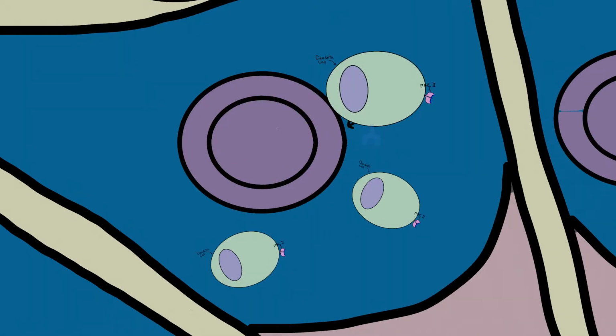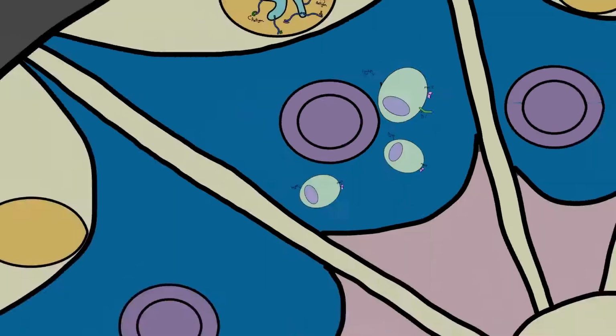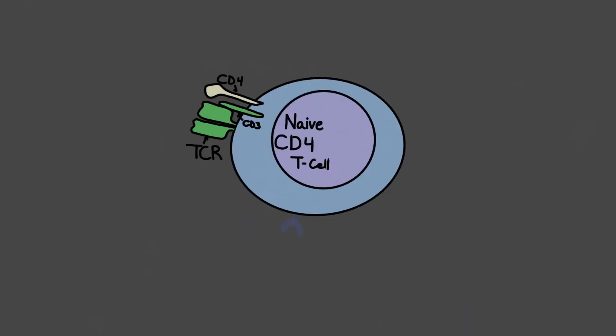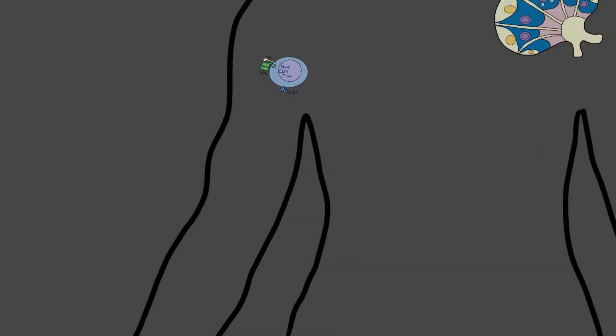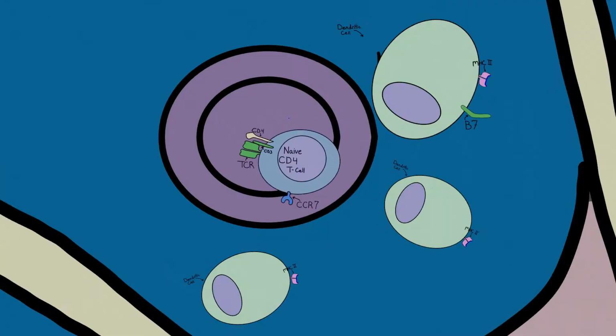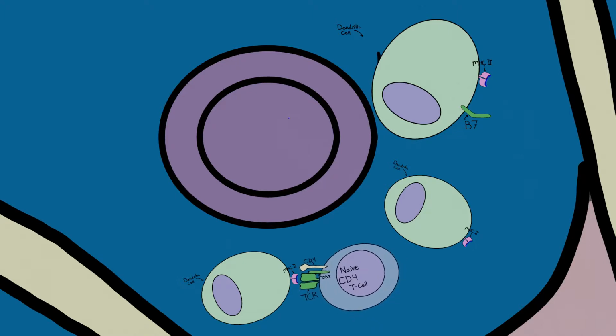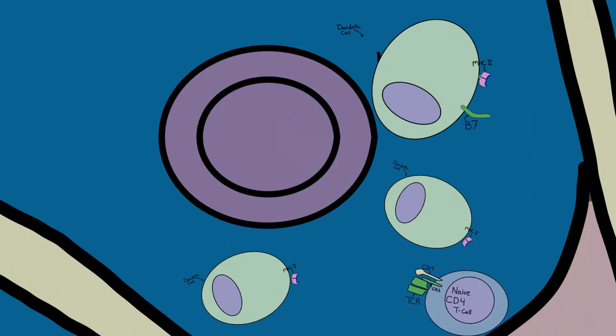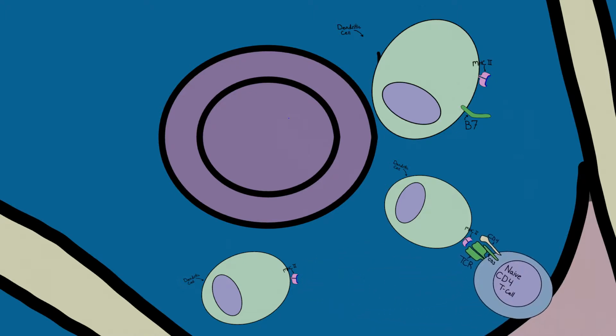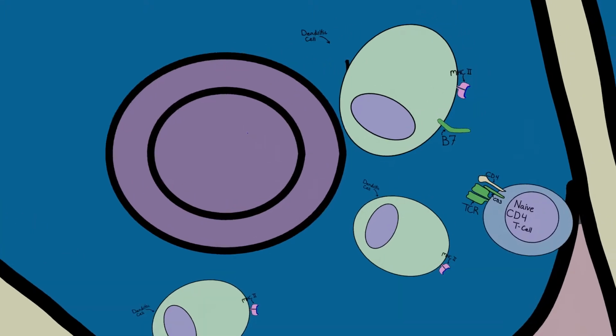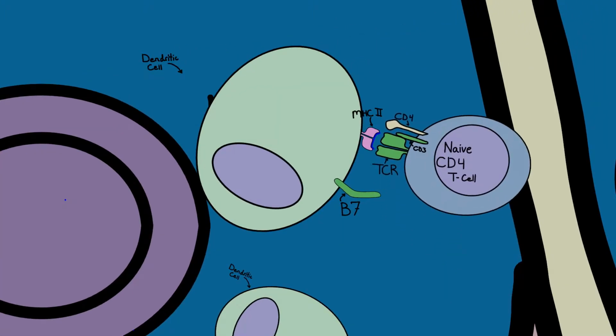Because they are activated, the dendritic cells express B7 on their surface. Meanwhile, naive T cells also express CCR7 and therefore migrate through the lymph node tissue. In the lymph node, the T cells interact with the dendritic cells in the T cell area. If there is a dendritic cell with an MHC class II which matches the T cell receptor, the T cell will bind and become activated.